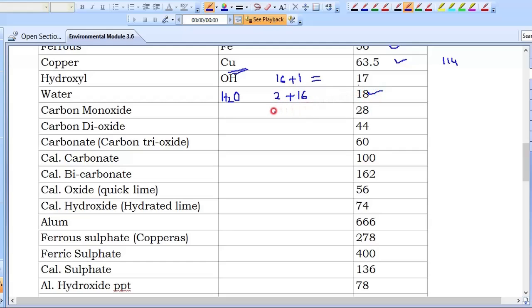Understood? Now carbon monoxide. Carbon monoxide means CO. Carbon is how much?